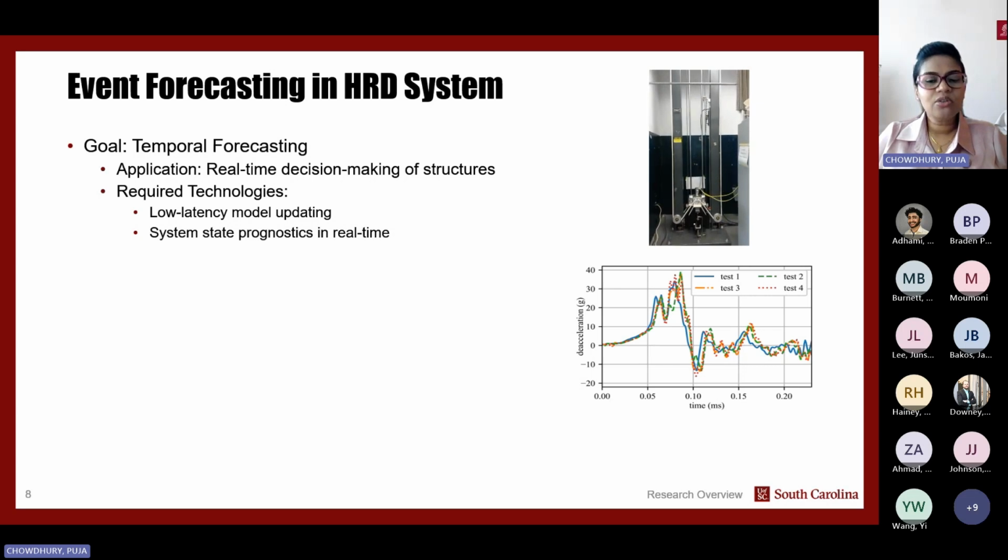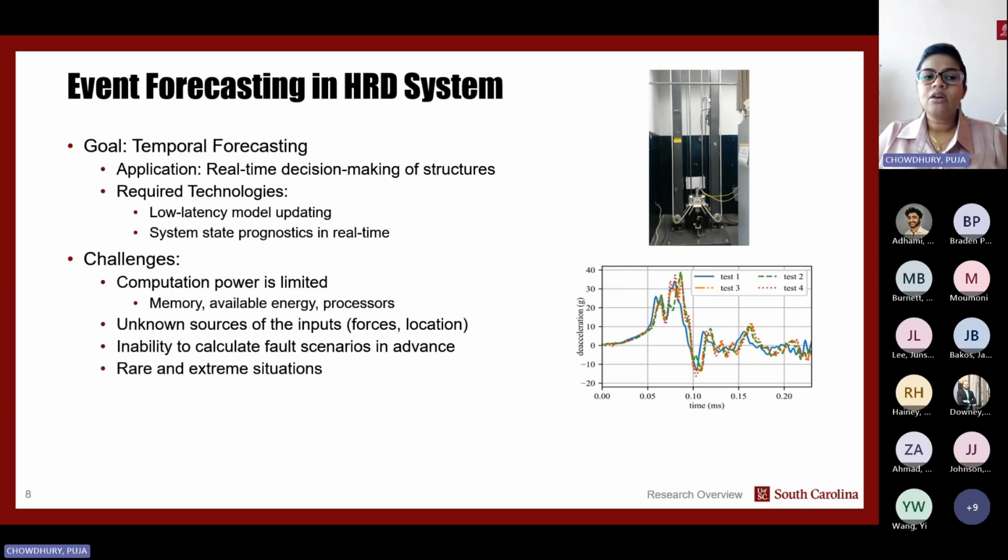In this video, it's a drop tower impact. This is how we can explain the challenges of high rate dynamics. From this video of the drop tower, we can see there are some unknown sources. The first challenge is that computational power is limited: the memory, energy, and processor.